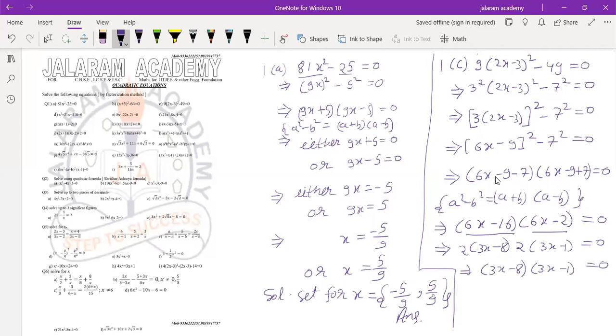Now product of two terms is 0. So either the first of them, that is 3x minus 8 equals to 0, or the second one, 3x minus 1 equals to 0. It implies either 3x equals to 8 or 3x equals to 1. It implies either x equals to 8 by 3 or x equals to 1 by 3. Understood?